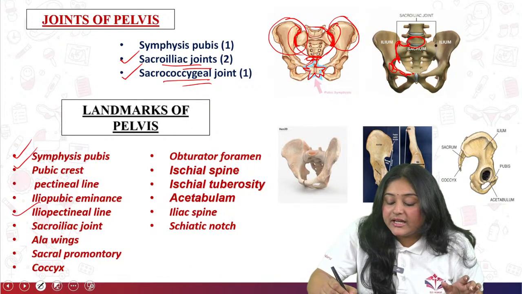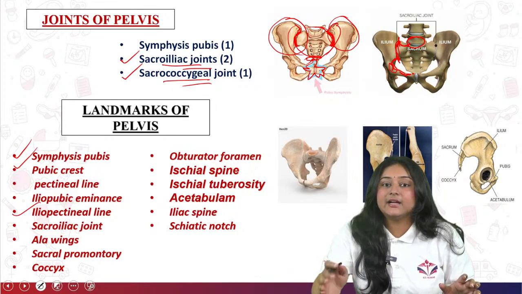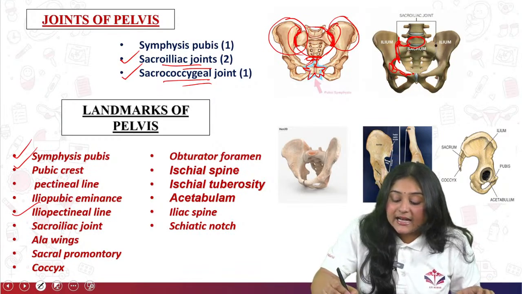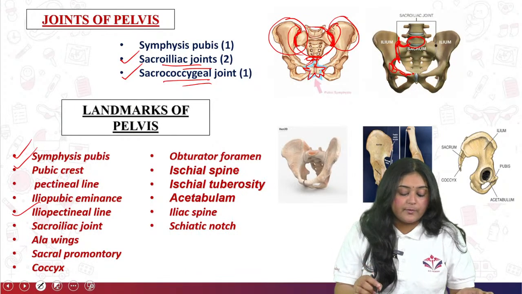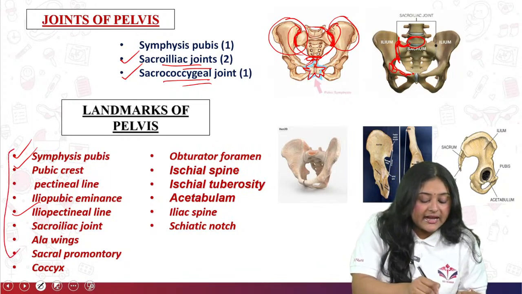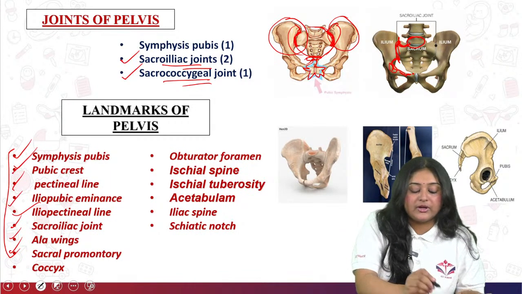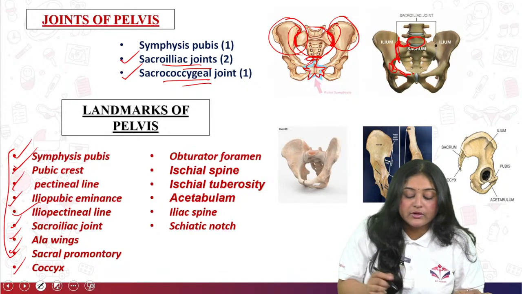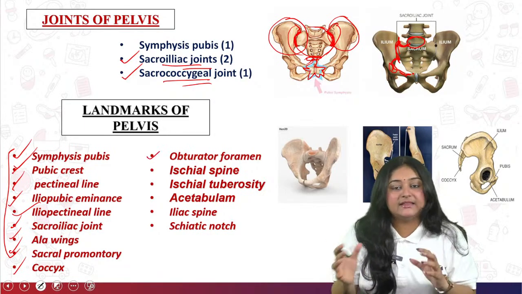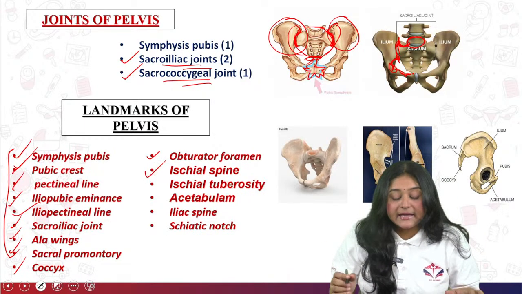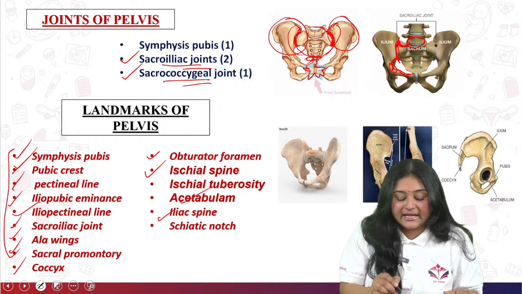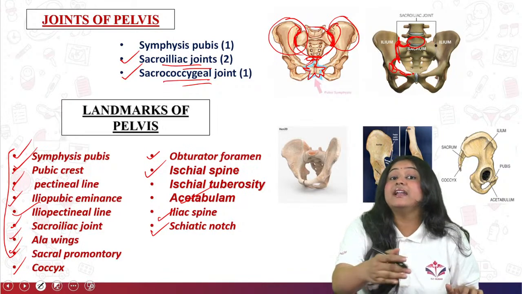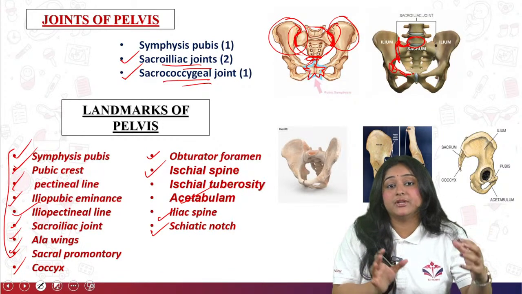Next one is the sacroiliac joint, where the sacrum and the iliac bone or hip bone join together. Next is the ala wings and the last one is the sacral promontory. So these are the total 9 landmarks, which are the most important main landmarks. Other than that, there is the coccyx bone, the obturator foramen in the ischium, the ischial spine, ischial tuberosity, acetabulum, iliac spine as well as the sciatic notch. I already discussed those things while discussing the parts of the hip bone.